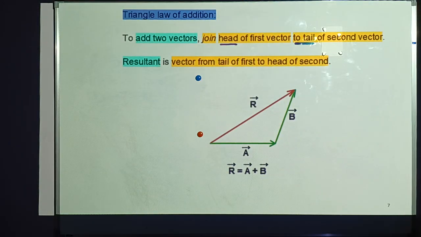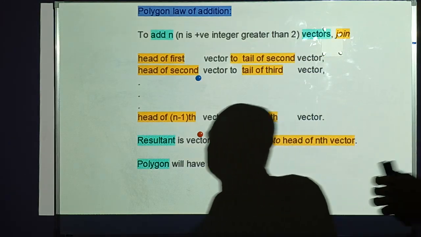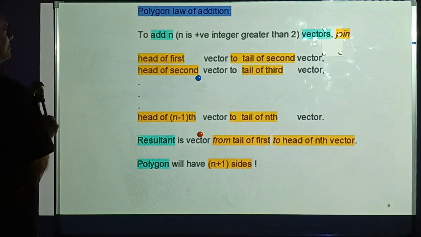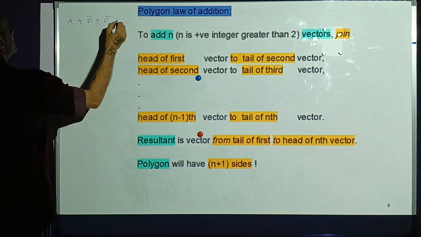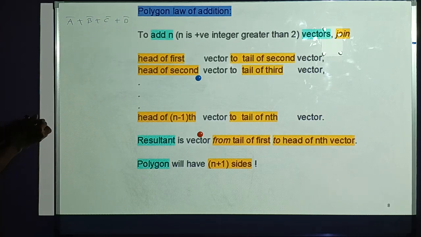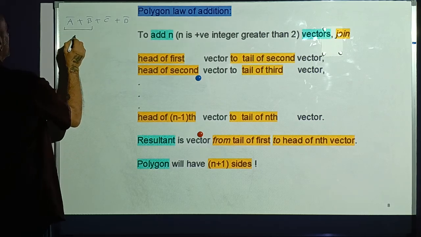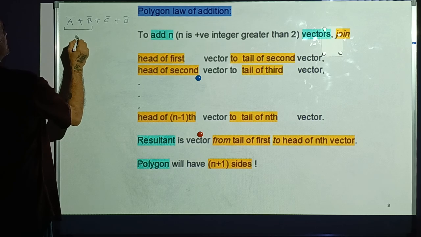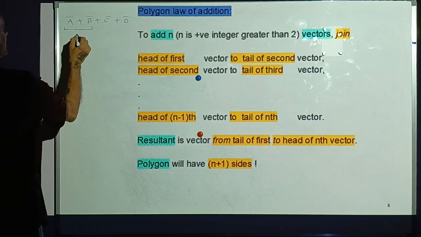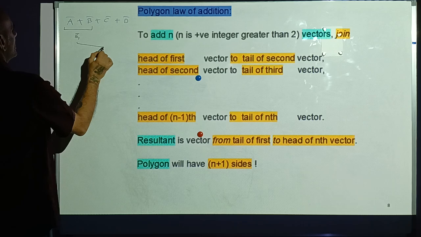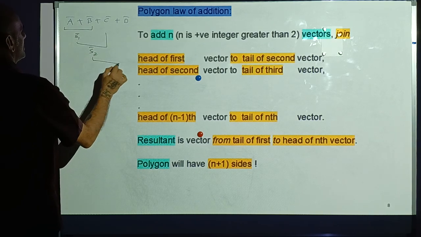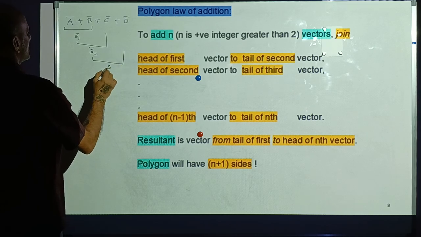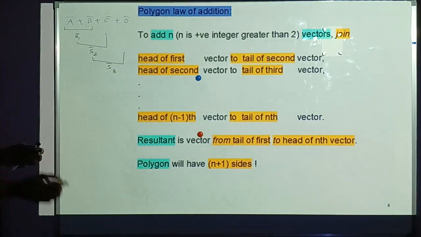Now if you have more than two vectors, how to add them? For example, A plus B plus C plus D, four vectors I have to add. Since I know how to add two vectors using triangle law, I can add these two and get the sum. I say sum 1, and it's a vector. And I can add this sum 1 with C to get the second sum S2. And I can add this and the fourth vector D to get the final result as S3.